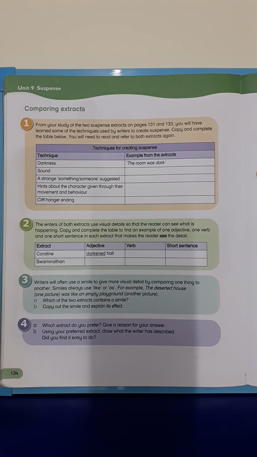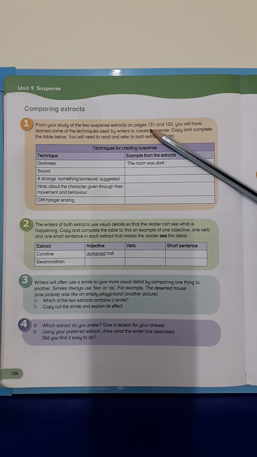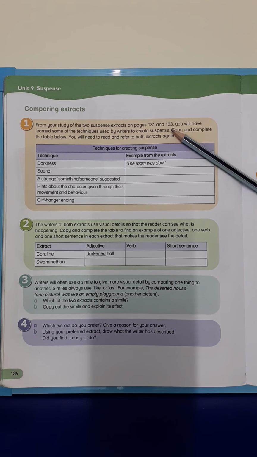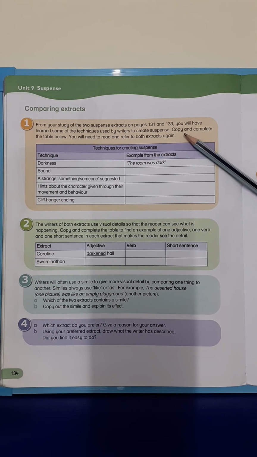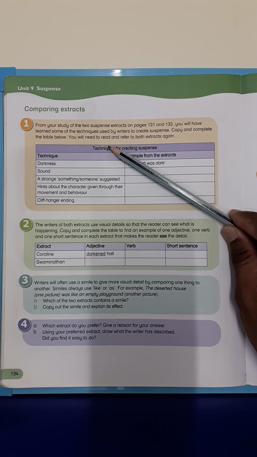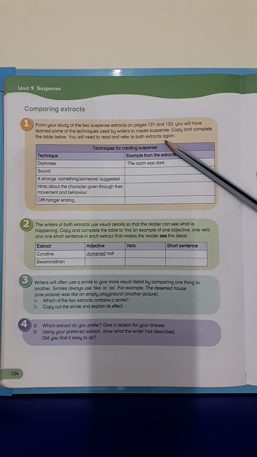Now, what I want you to do is this. I want you to read the two extracts one more time. One is on page 131, a long, one-page text, and the other extract is on page 133, a shorter text. Now, copy and complete the table below. You will need to read and refer to both extracts again.